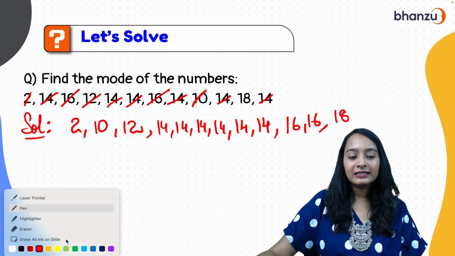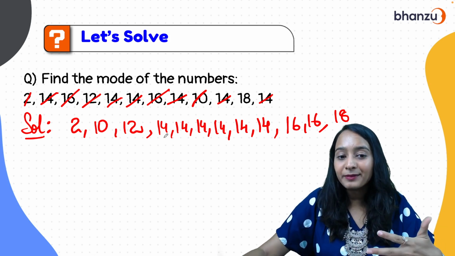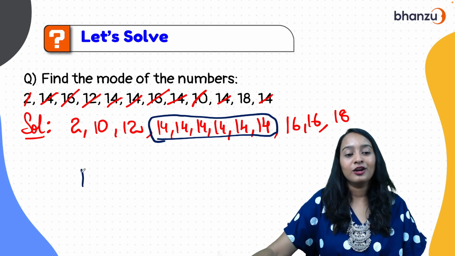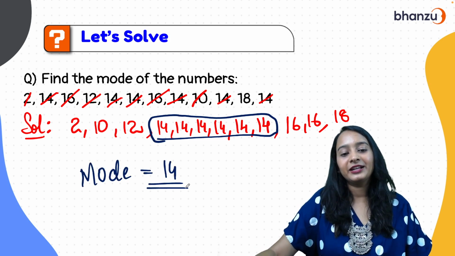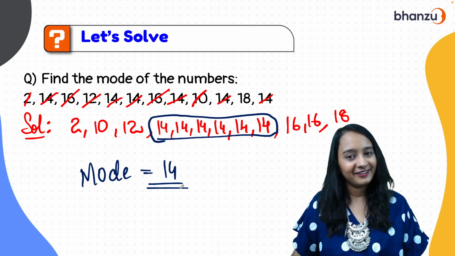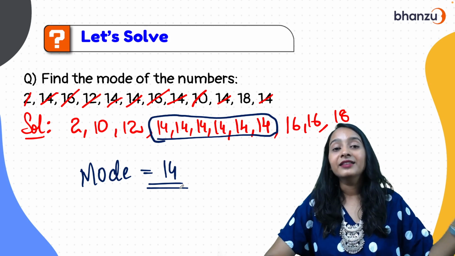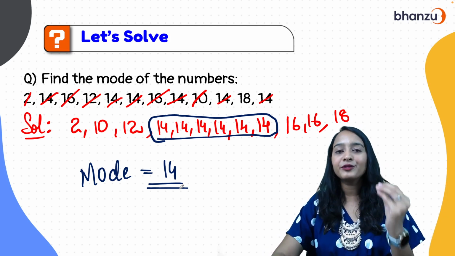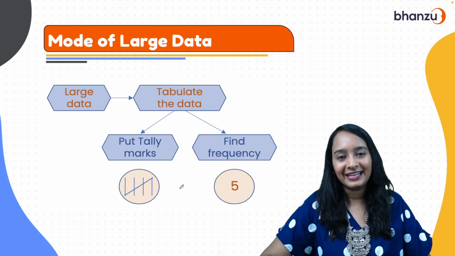Now, when you look at it clearly, which number is repeating itself the maximum number of times? The number 14 is repeating. So, what is the mode of the data here? The mode of the data is 14. Alright, that's how we find the mode of the data. The value which is repeating itself the maximum number of times is called the mode of the data.